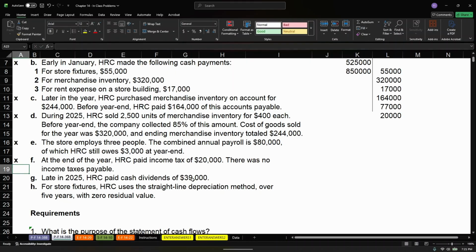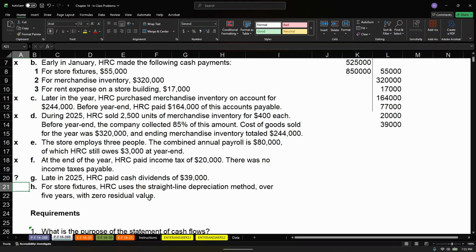We paid a dividend, 39,000. So we'll wait on this one because I want to do retained earnings first. So we'll wait on this one, but at least we'll subtract the cash. 39,000. So this one is like half done. So I'll put a little question mark here.